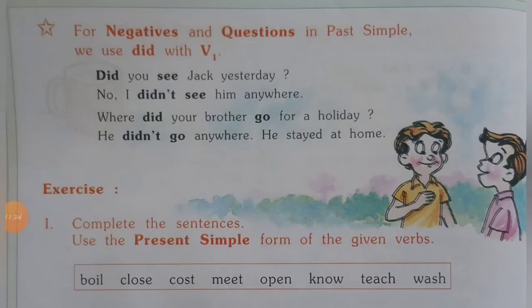For negatives and questions in simple past tense, we use the helping verb did with verb 1. Like, did you see Jack yesterday? Here we use see with the helping verb did. No, I didn't see him anywhere.